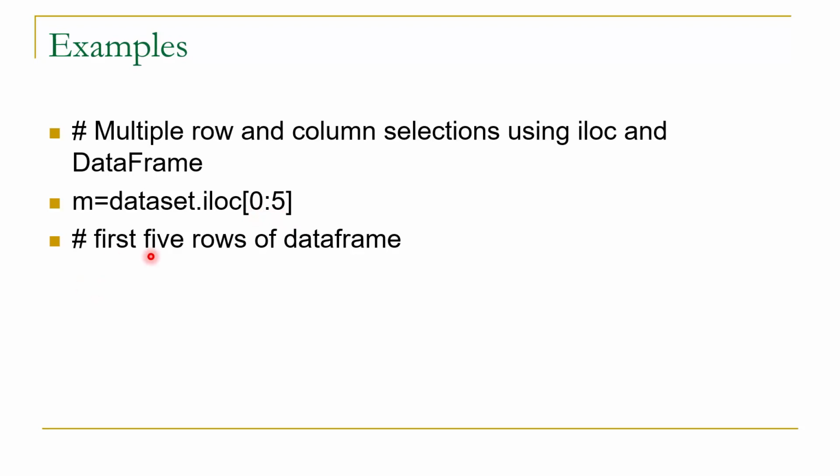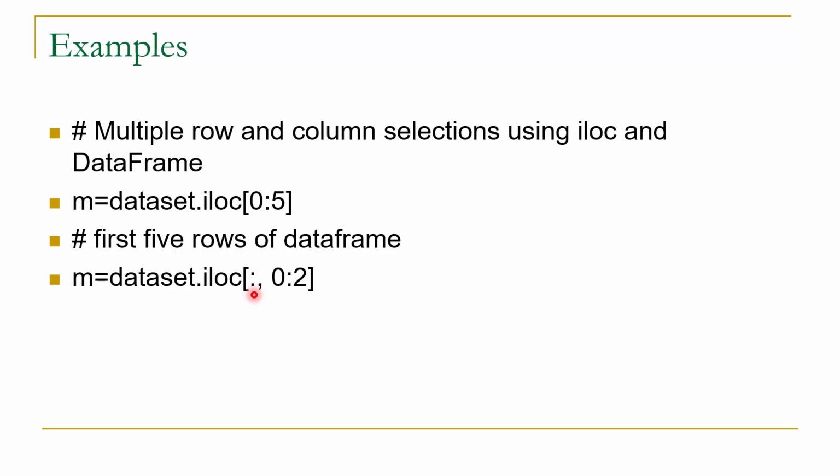In simple words, it will select the first 5 rows of the data frame. First 5 rows means row number 0, 1, 2, 3 and 4. This 5 is excluded. The first row has an index value 0. That's why this will select the first 5 rows of the data frame. What will be the output of this statement?